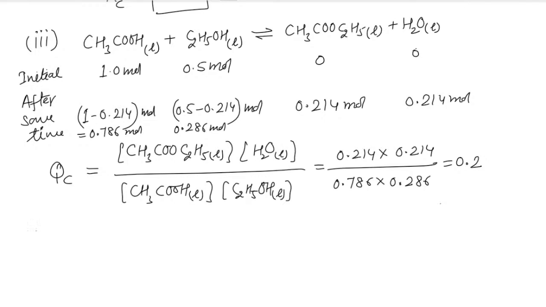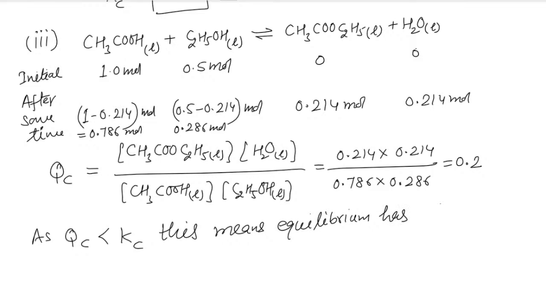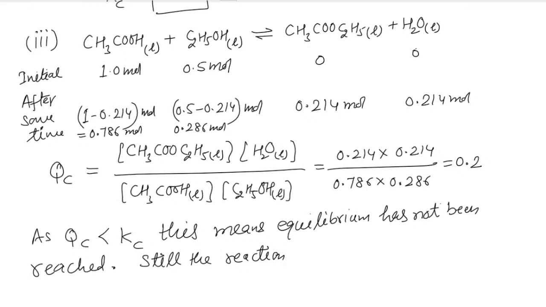So that means as Qc is less than Kc, because Kc is very close to 4 and Qc is very close to 0.2. So Qc is less than Kc. What does it mean? The reaction is not at equilibrium. That means equilibrium has not been attained, or has not been reached. If Qc is less than Kc, the forward reaction is favorable. That means the reaction still continues in the forward direction, still taking place to form product.